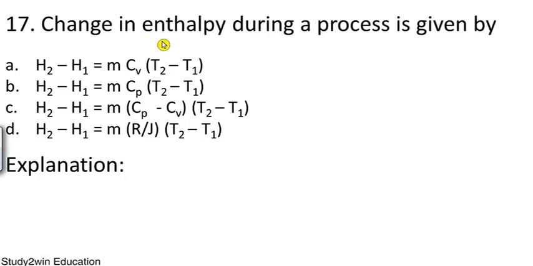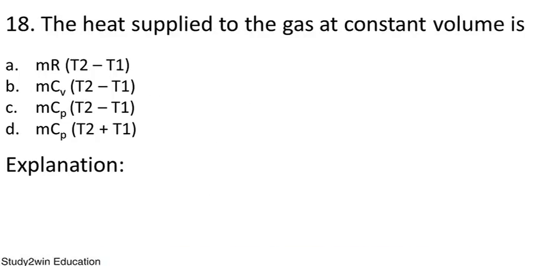Question number 17. Change in enthalpy during a process is given by H2 minus H1 is equal to mCv delta T. No, this is equal to the change in internal energy. H2 minus H1 is equal to mCp delta T. This is correct. The other options are not correct, so option B is correct. Let's move towards the next question.